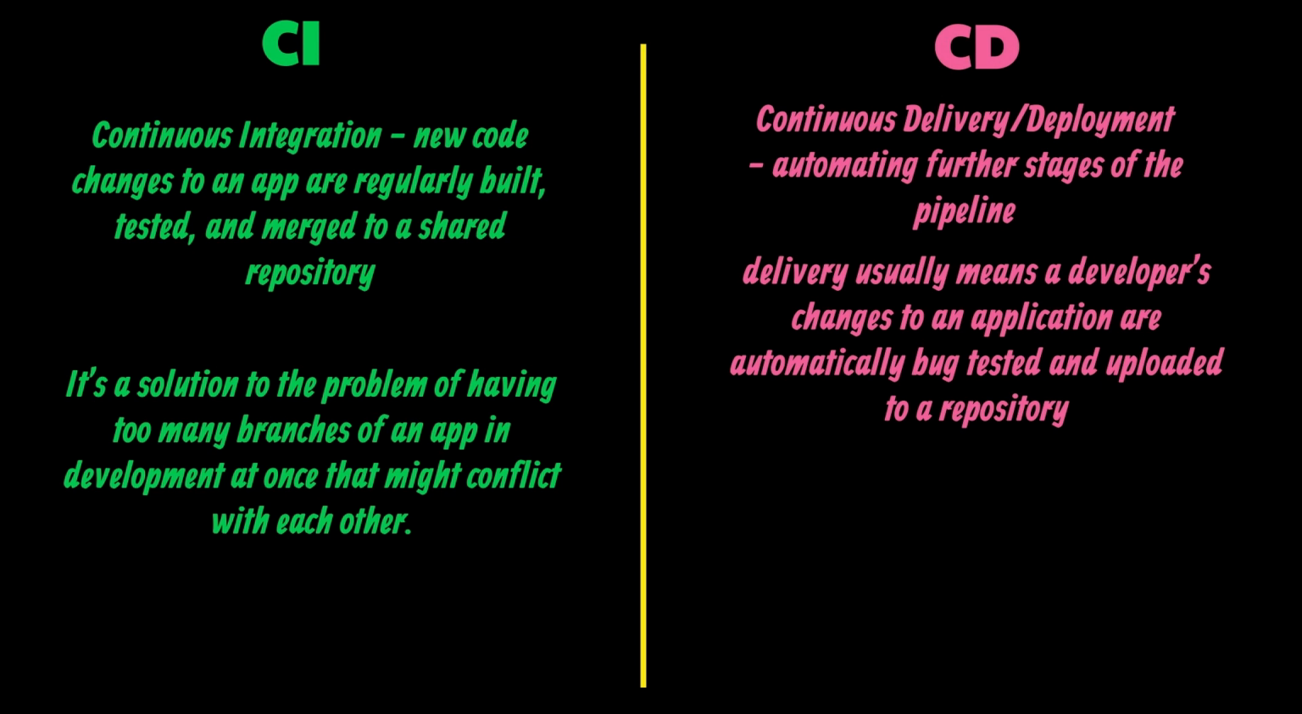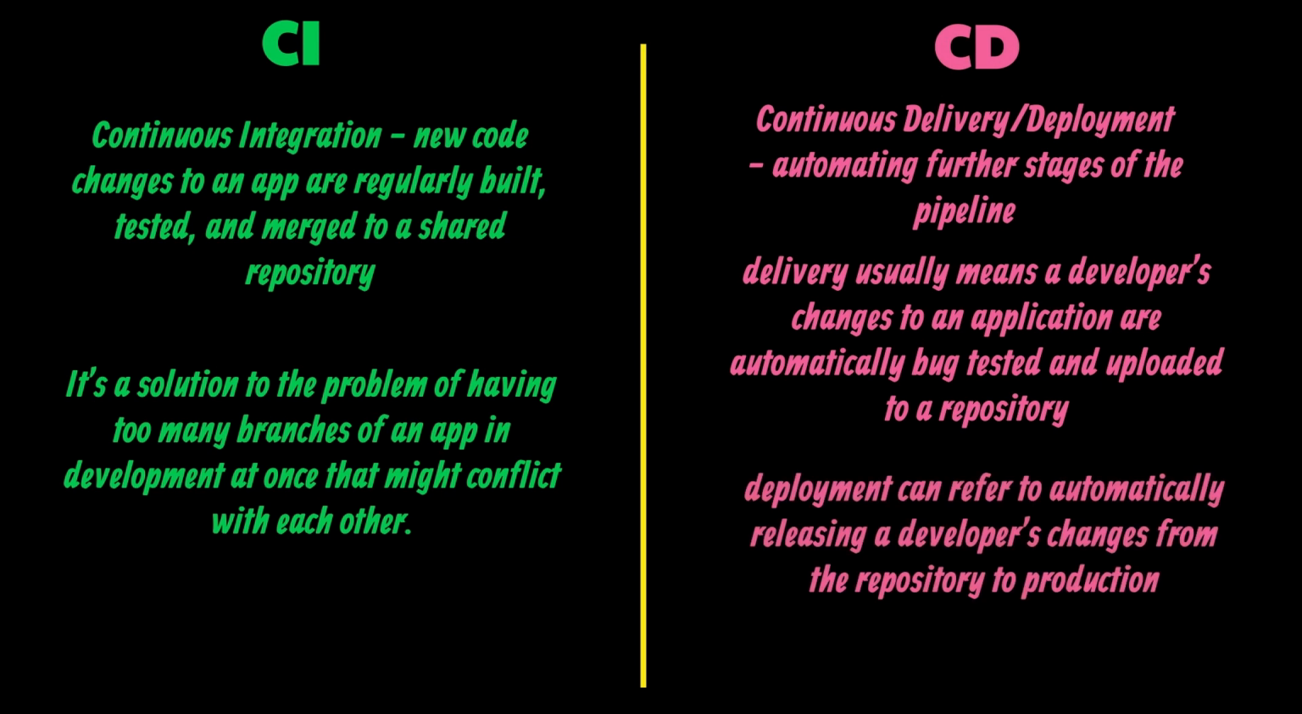To that end, the purpose of continuous delivery is to ensure that it takes minimal effort to deploy new code. Continuous deployment can refer to automatically releasing a developer's changes from the repository to production, where it is usable by customers. It addresses the problem of overloading operations teams with manual processes that slow down app delivery. It builds on the benefits of continuous delivery by automating the next stages in the pipeline.